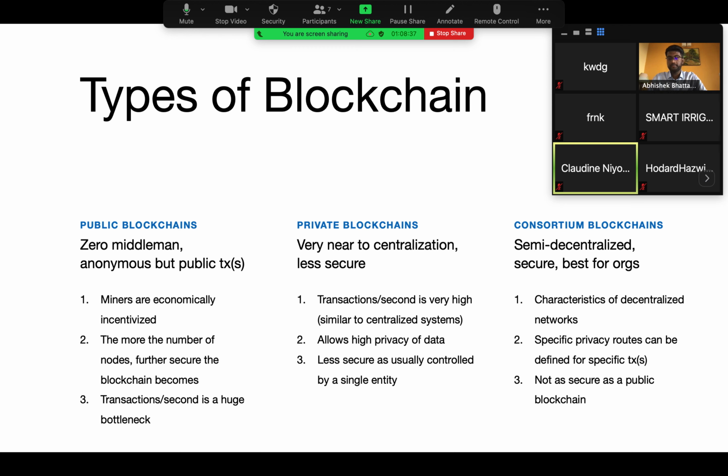So let's take a look ahead. Miners are economically motivated, incentivized in a public blockchain. In a public blockchain, the security of the blockchain is directly proportional to the number of nodes. The more the number of nodes, the more secure the blockchain. For example, right now, the Bitcoin blockchain is practically, theoretically unhackable. It is hack proof, because there are so many nodes that the only way to hack a blockchain network is if more than 50 or 51% of the nodes on the network collude and come up with something that is not good for the blockchain. In that scenario, only then would the blockchain be considered hacked.